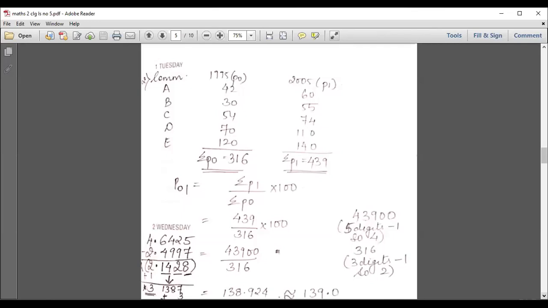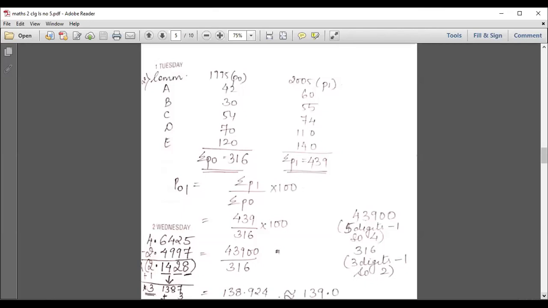Moving on to the second sum. As you can see, I have written the question. You can refer to your textbooks for the questions as well. Commodity, 1995. Again, prices of 1995. This was in the question, that is why we have written P0. And prices in 2005, so I have written P1. The first step will be doing the total of both the columns.